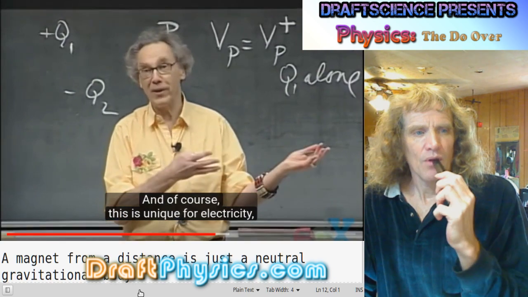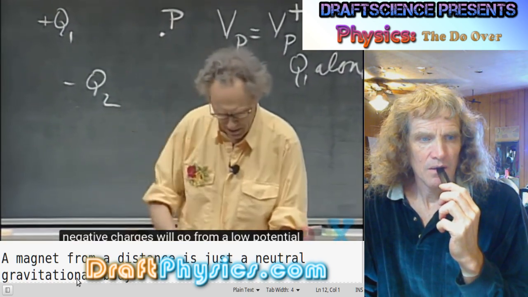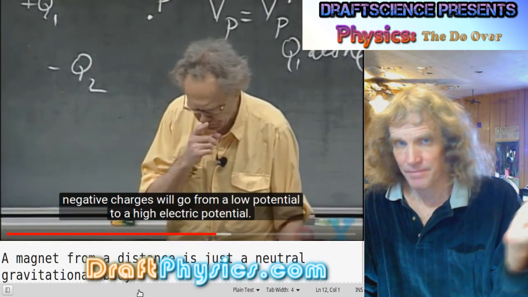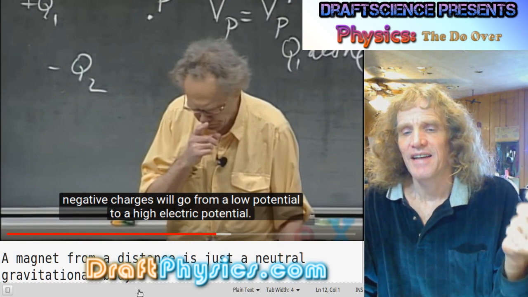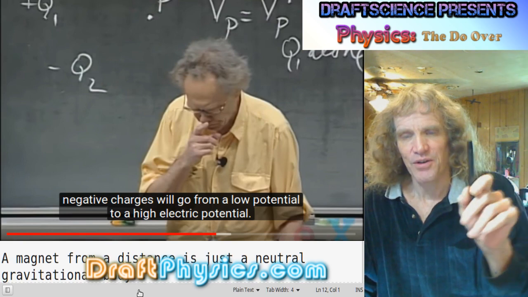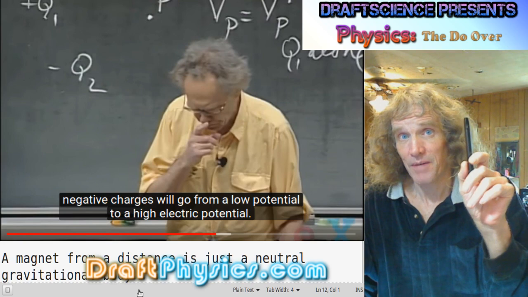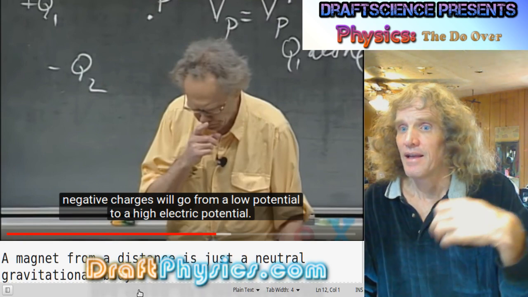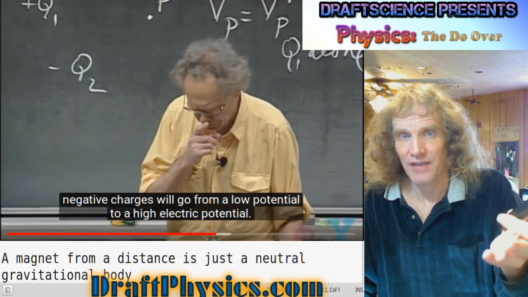And of course, this is unique for electricity. Negative charges will go from a low potential to a high electric potential. They really are going either way. It's just a fact that there's more energy in the high potential. So the migration of charge will always go from high pressure to low pressure, because the high pressure has more energy. So it's going to create faster reactions.